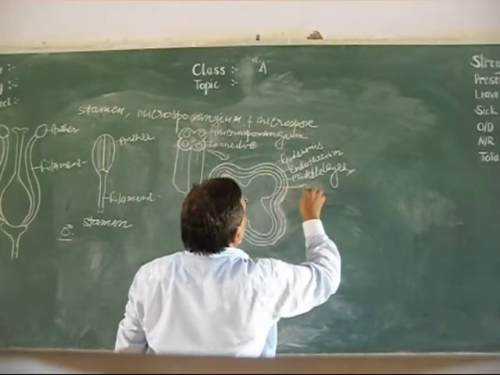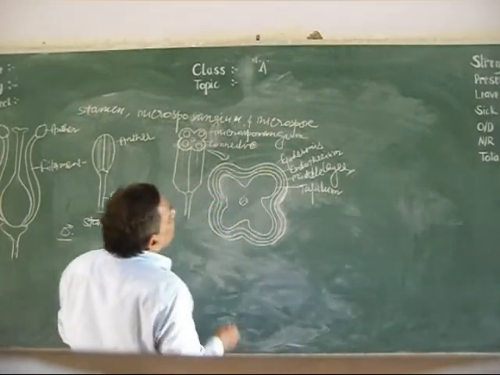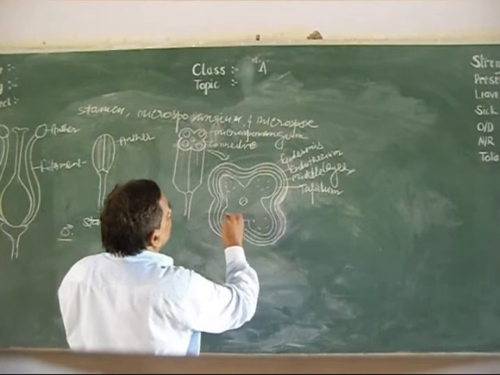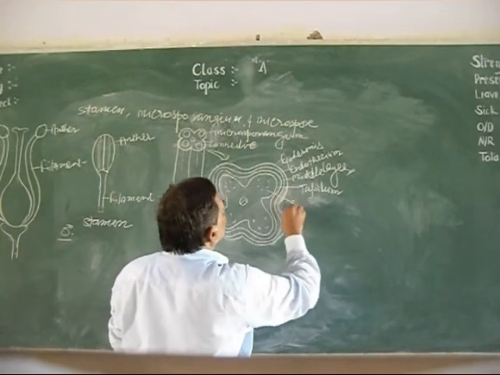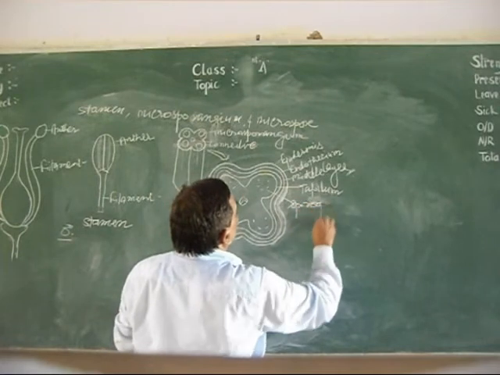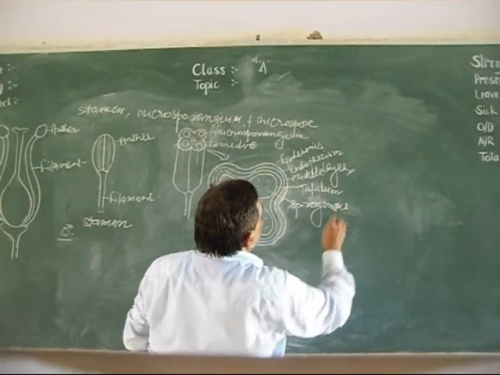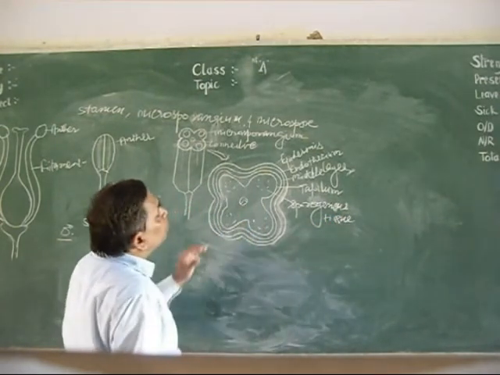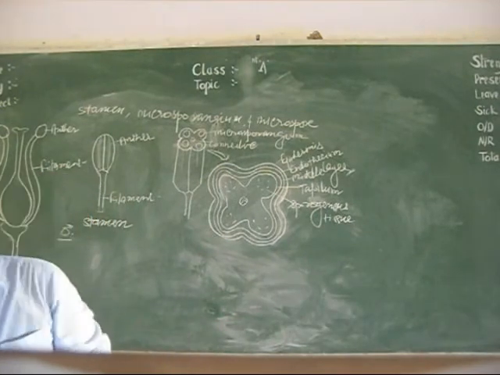This is the tapetum. And here in this microsporangium, sporogenous tissue is present. Sporogenous tissue contains a large number of sporogenous cells.